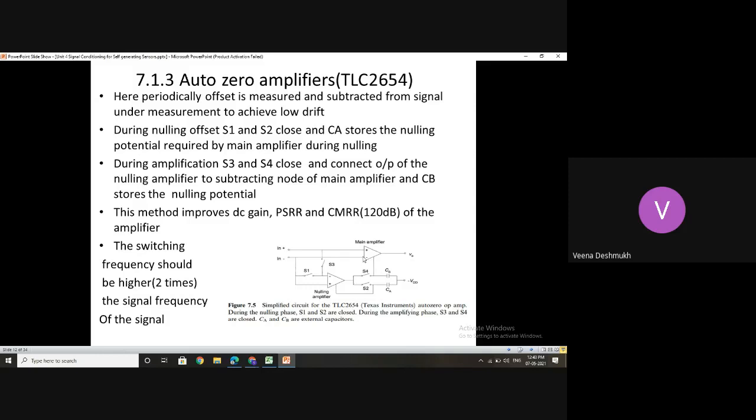If the switches are faster, then more samples can be taken and more number of times the offset can be adjusted. So minimum twice the frequency, but the switching frequency can be even higher, so that more samples can be taken and you get the actual picture clearly with the offset adjustment.